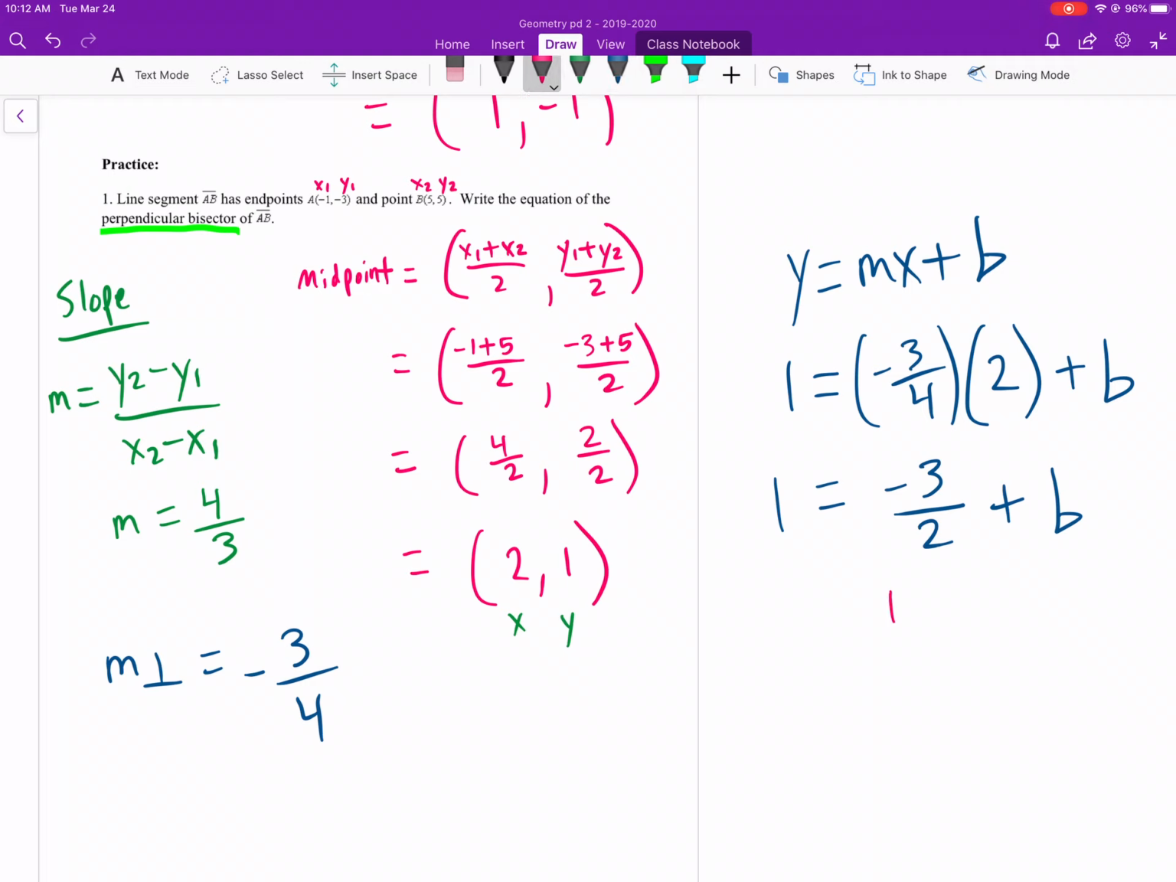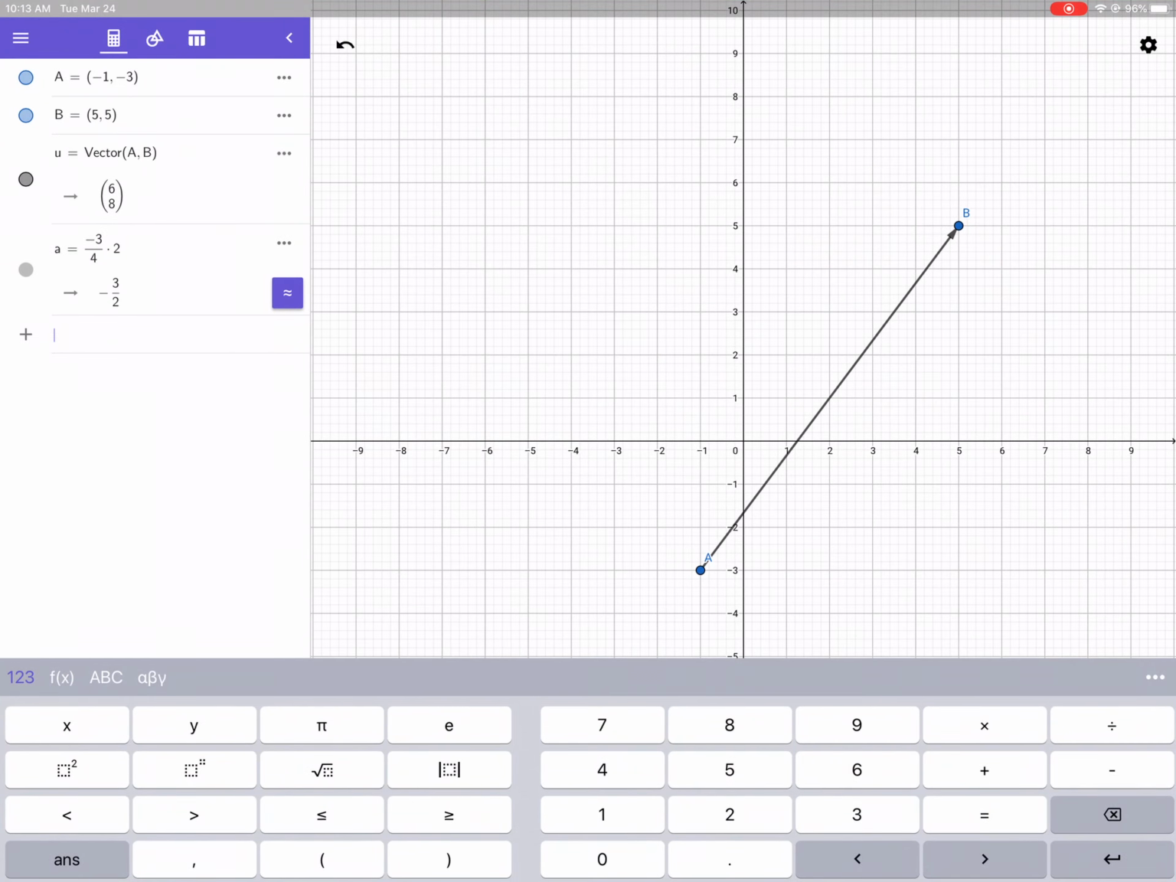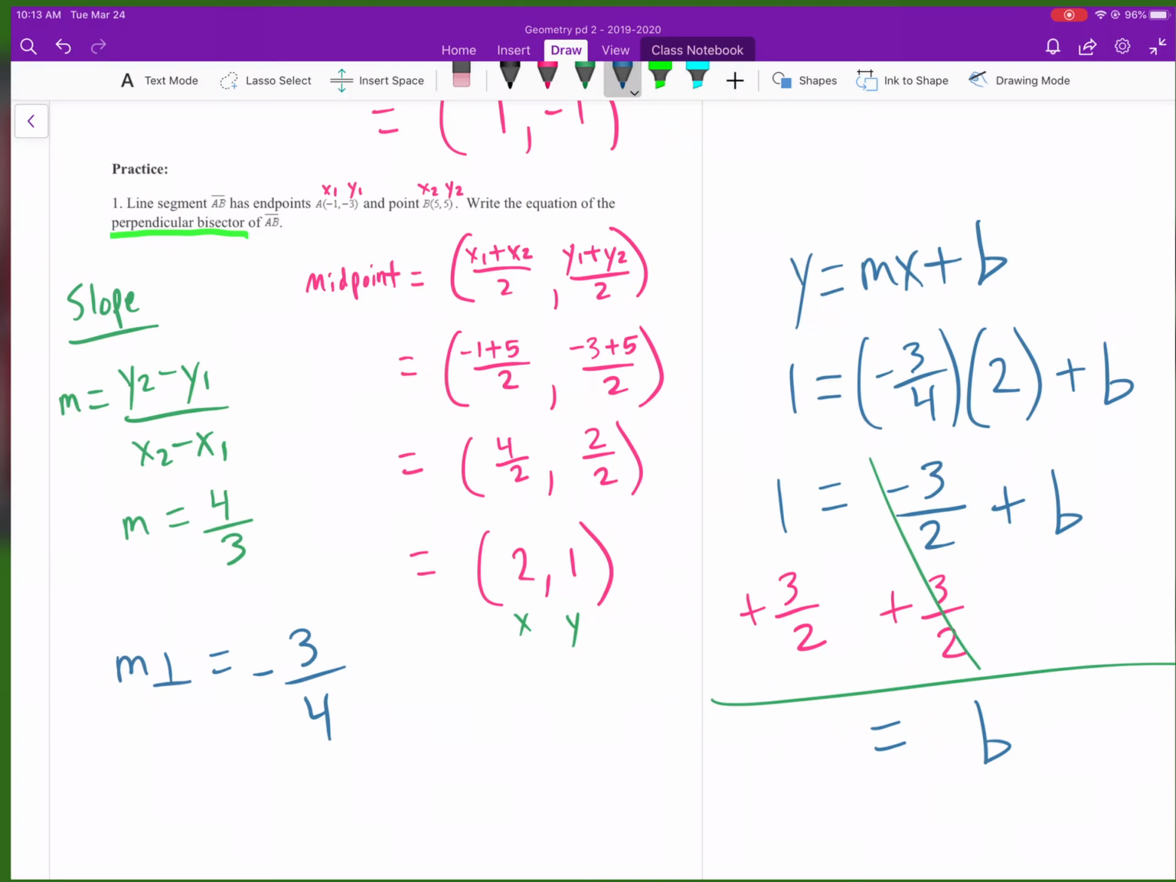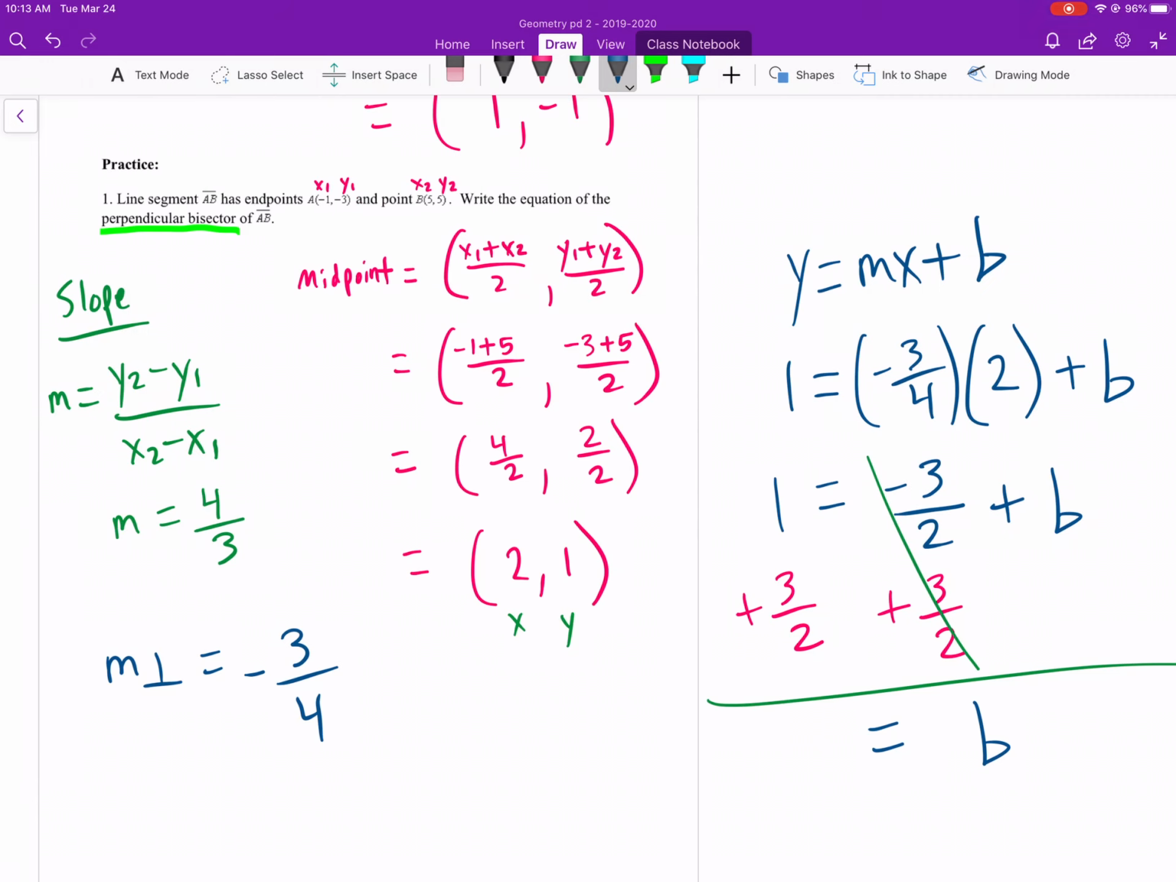Inverse operations, we've got to get 3 over 2 to the other side here. And we get that our y-intercept is equal to 1 plus 3 over 2, which is 5 over 2. You could write that as a fraction, 5 over 2, or a decimal, 2.5. Usually they're left in multiple choice questions as fractions, so I'll leave that as 5 over 2.